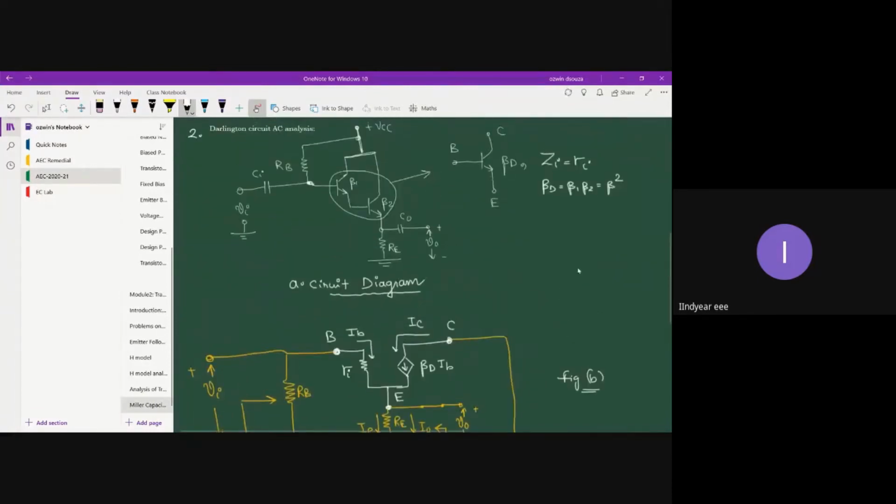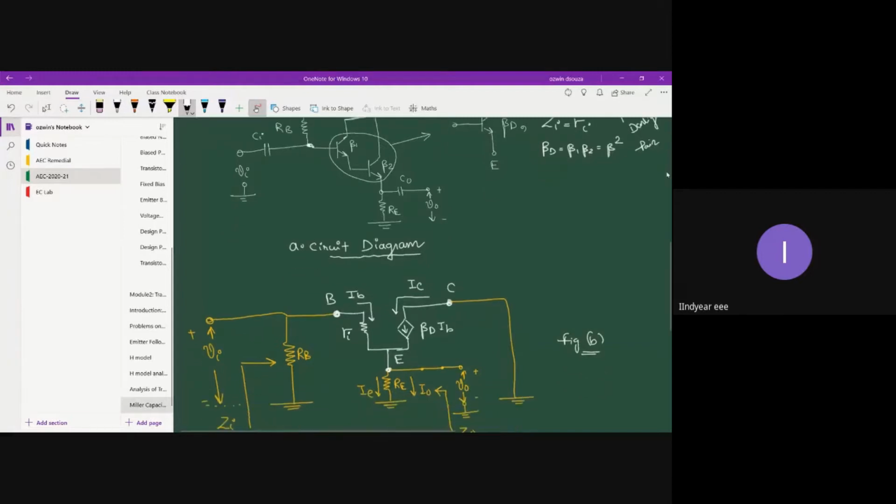Okay, since there are two transistors, beta 1 and beta 2, each transistor will have beta RE or HIE, right? So what we have done over here is that since we are replacing the two transistors with a single transistor, we have taken the overall input impedance of the Darlington pair as Ri. So Ri is the overall input impedance of the Darlington pair. On the input side, we have represented Ri, which represents the overall input impedance of the Darlington pair.